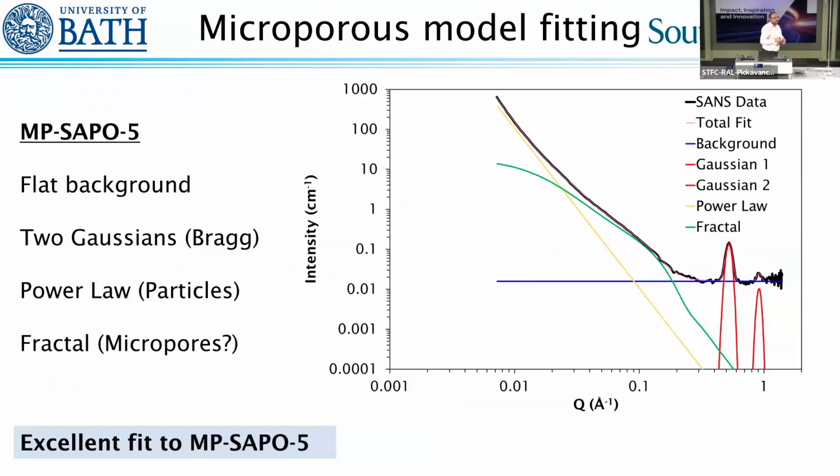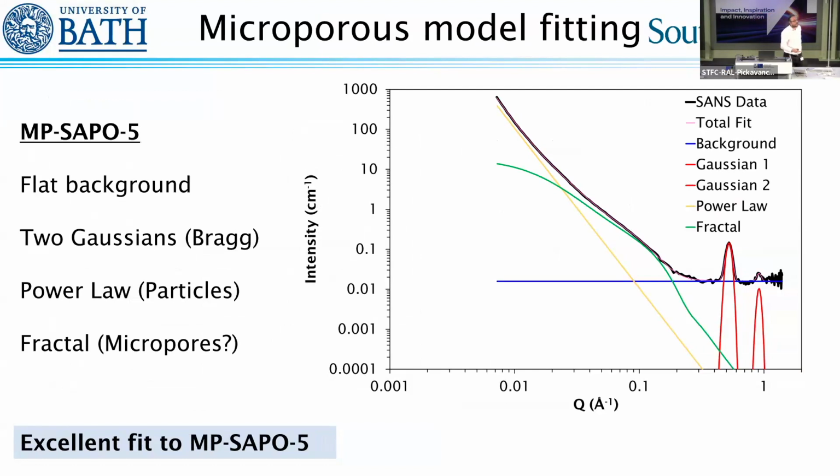I'm going to give you an idea now about how I fit this model. This is the data from the microporous system that I showed you a little while ago. The thick black line is the actual data. The skinny pink line is the fit. What I needed to fit this data: I started off with my flat background. This is my straight blue line here. I then added 2 Gaussian peaks.